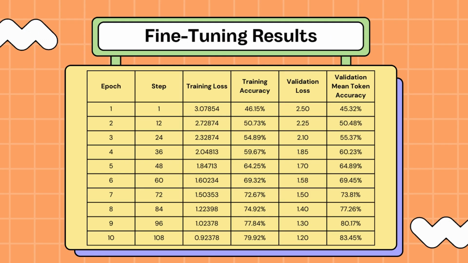To achieve optimal performance, we fine-tuned the GPT-4o model for 10 epochs using MIMIC4 data. Here's a detailed breakdown of the key observations. Training accuracy improved steadily, reaching 79.92% by the 10th epoch, demonstrating effective learning across the model. Regarding validation metrics, mean token accuracy rose to 83.45%, confirming better generalization to unseen data. Training loss declined consistently from 3.07 to 0.92, showing the model's enhanced ability to minimize errors.